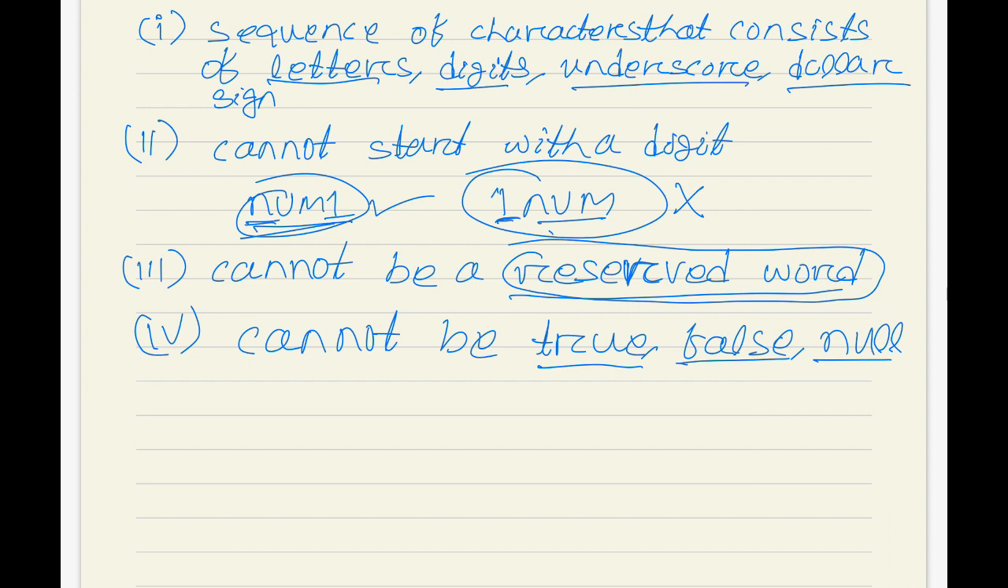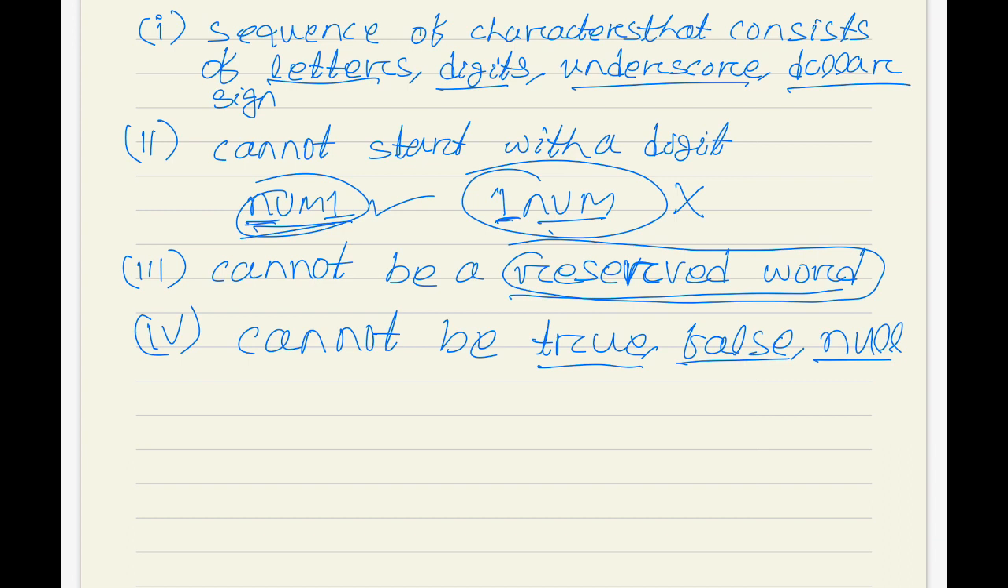So these are the rules we need to follow for defining an identifier, or all identifiers must obey these rules. One is, the identifier consists of a sequence of characters. These sequence of characters includes letters, digits, underscore and dollar sign. No other symbol is allowed. Then in rule 2, it cannot start with a digit. In rule 3, it cannot be a reserved word, and what is a reserved word, that also we have discussed. Then in rule 4, it cannot be true, false or null.